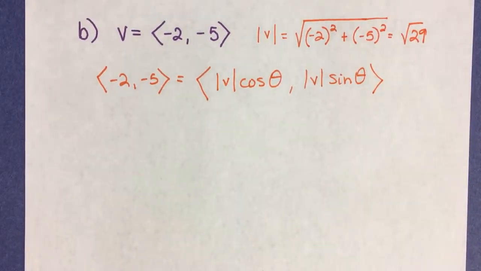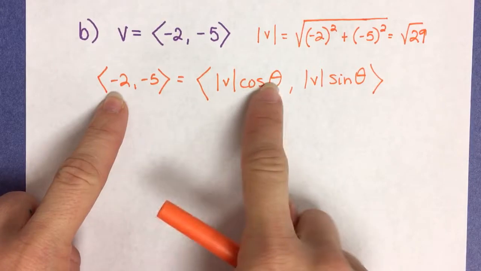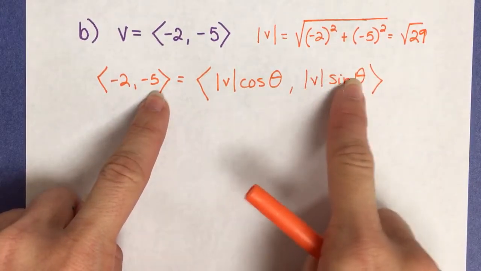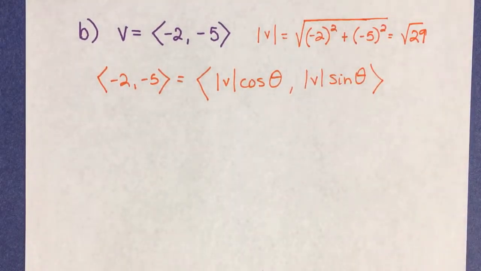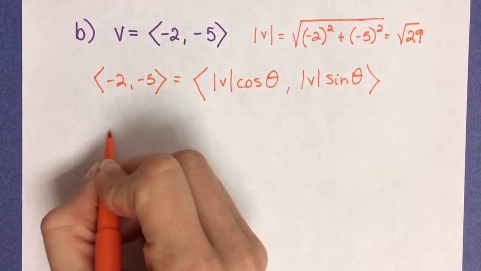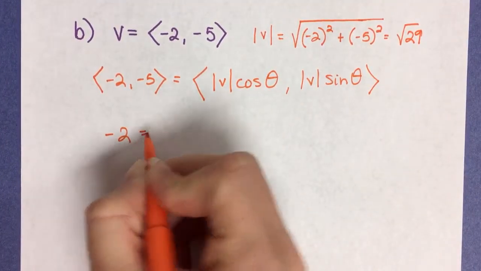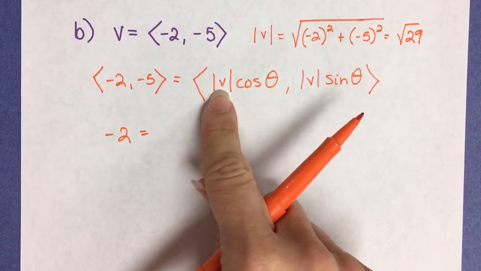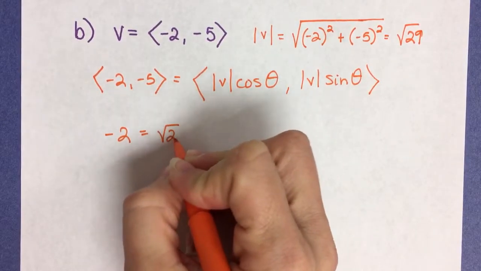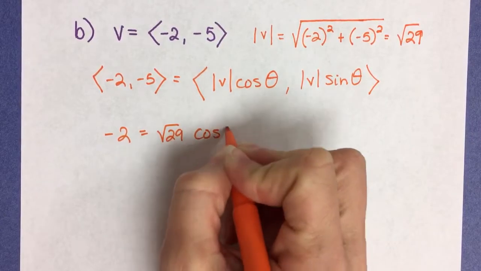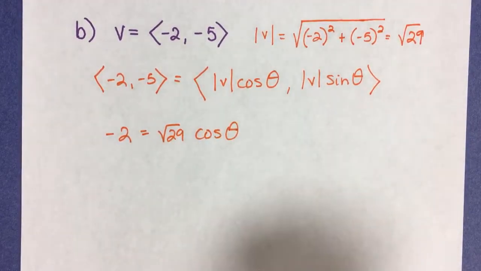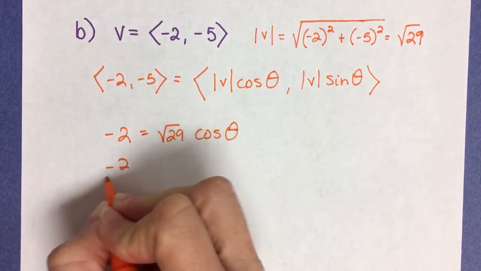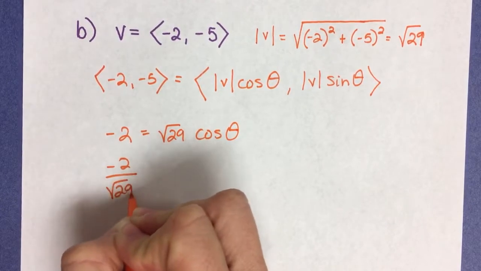Okay. Now again, you remember, you only have to do just half of it. So you can do the -2 equal this part or the -5 equal this part. You don't have to do both. So I'm just going to go with the first component. So I'd have -2 is equal to, now we found the magnitude to be square root 29, cosine theta. And then you're going to divide by square root 29.